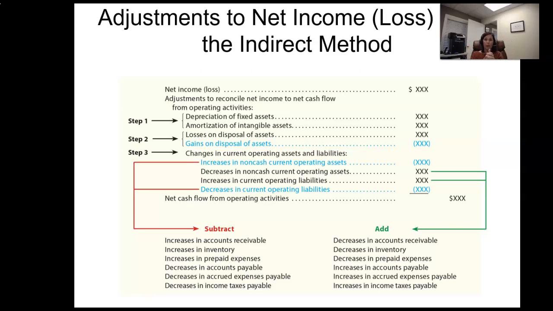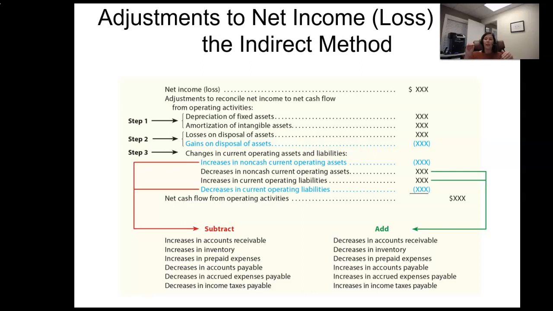Gains and losses, depending on what it is, either get added or subtracted. Now this is just the gain or the loss, not the entire proceeds from the sale of something. So we're only looking at the part that is either a gain or a loss. If it's a loss, we're going to add that back in. If it's a gain, we're going to subtract it out from our net income.